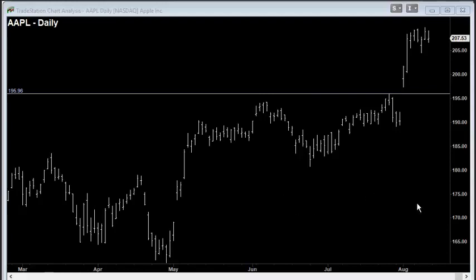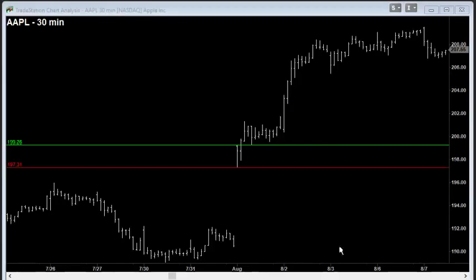So we'll start with, this is your daily chart. Now let's go to a lower time frame. This is a 30-minute chart at that same period of time when Apple gapped up on strong earnings. And you'll notice I have a green line and a red line. The green line is where we're going to talk about executing the trade for a long, and the red line would be where the stop would go. This is a 30-minute chart, so each bar is 30 minutes long.